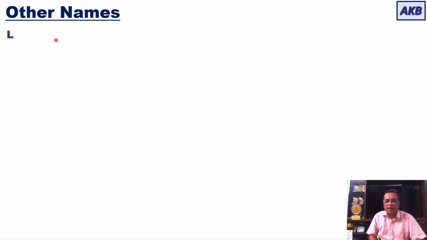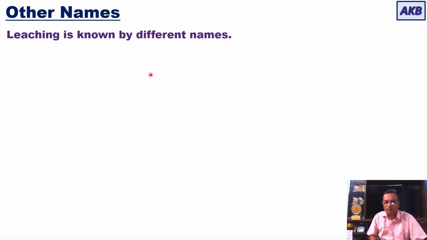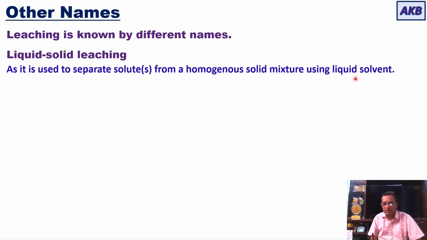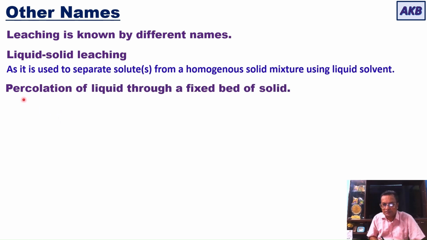Now let us know a few other names for leaching. Leaching is known by different names, and I am discussing this just for the sake of information. You can call it liquid solid leaching, since it is used to separate solute or solutes from a homogeneous solid mixture using a liquid solvent. It was earlier called percolation of liquid through a fixed bed of solid. This is the original name of leaching.